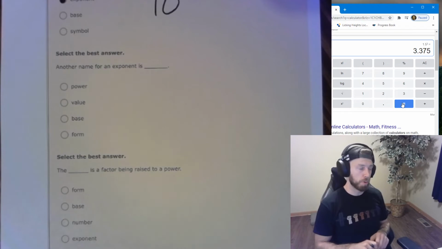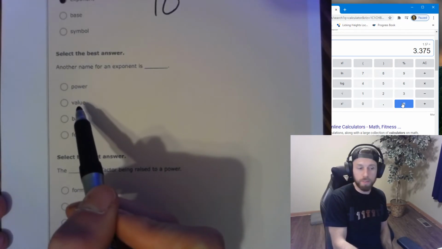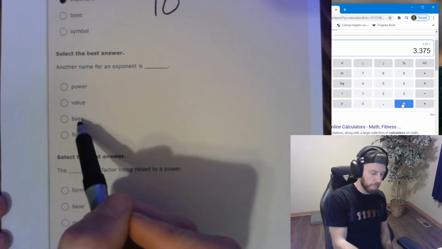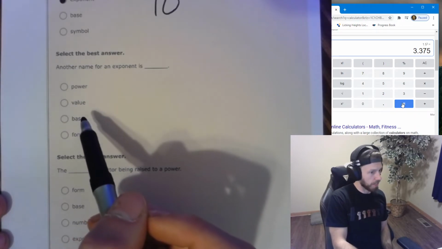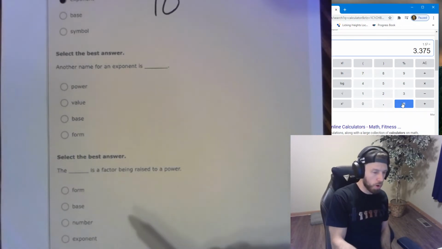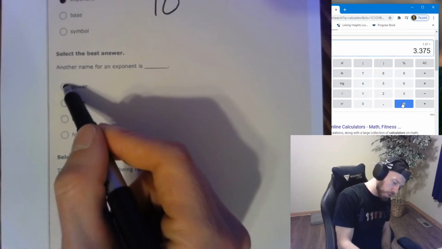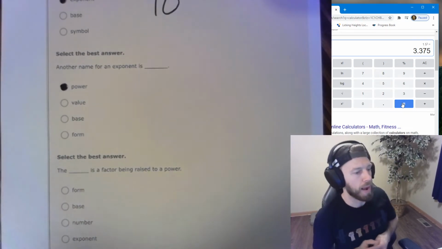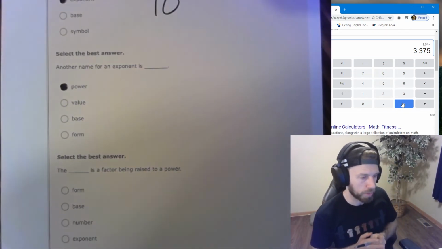The next one. Another name for an exponent is a value. Have I said that? No. A base? That's not what an exponent is, right? An exponent is a little number up top. A form? No. You might have heard me say this a few times in this video. A power. A power is another name for that little number up top, right? An exponent.